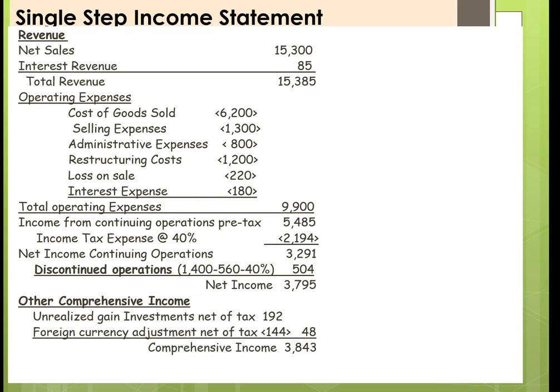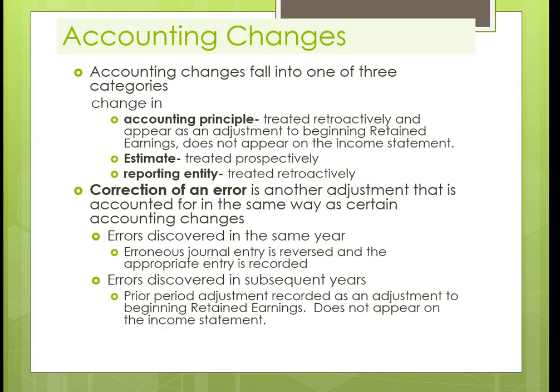Now, one last page I want to cover is accounting changes. We have really 3 things that can happen. You can either have a change in accounting principle, a change in estimate, or a change in reporting entity, or a correction of an error. If it is a change in accounting principle or a reporting entity, it's always retroactive. If it is an estimate, it's only treated current year and forward. If it's correction of error, it depends.